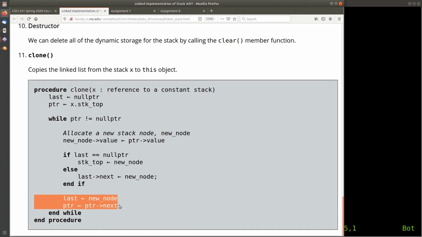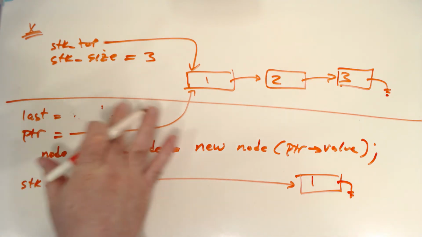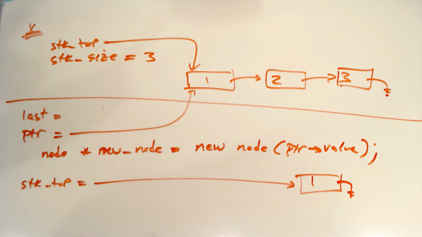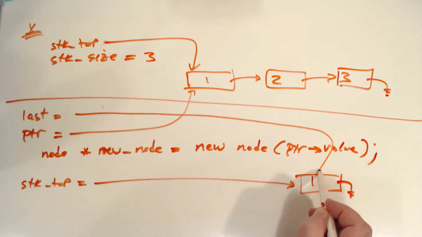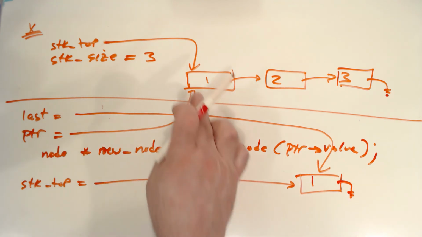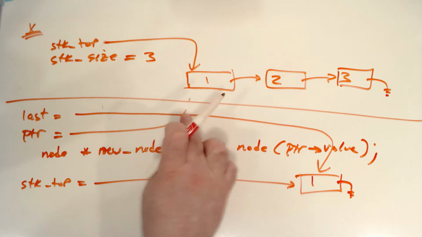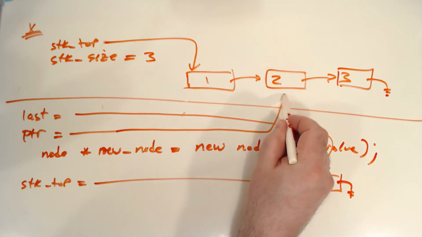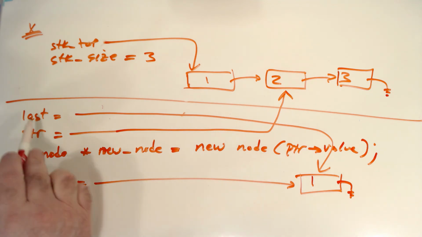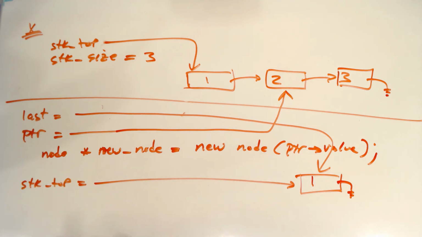Okay, we then fall down to the bottom of the loop. We say last equals new node and pointer equals pointer next. So last equals the new node. All right, so now last is going to be pointing down here at the new node. Pointer moves to pointer next, which moves this guy over to here. I probably should have drawn these in the other order. Sorry about that. Okay, so this is the state of play right now.